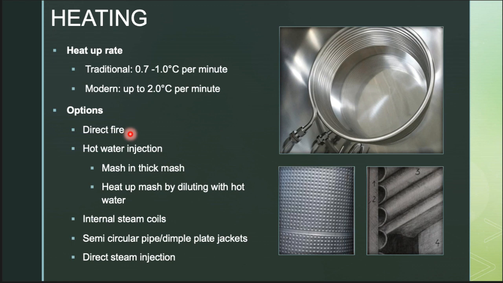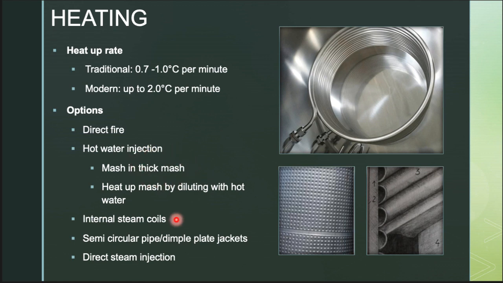Direct fire is a traditional method and is used only by some home brewers. Heating with hot water injection is practiced in a small brewery with an unheated mash tun, like we have seen before. Mashing in is done with a thick mash in this case, and later hot water is added to increase the temperature in the mash tun. Since the hot water added will dilute the mash concentration, the hot water injection is started with the mashing in a thick mash.